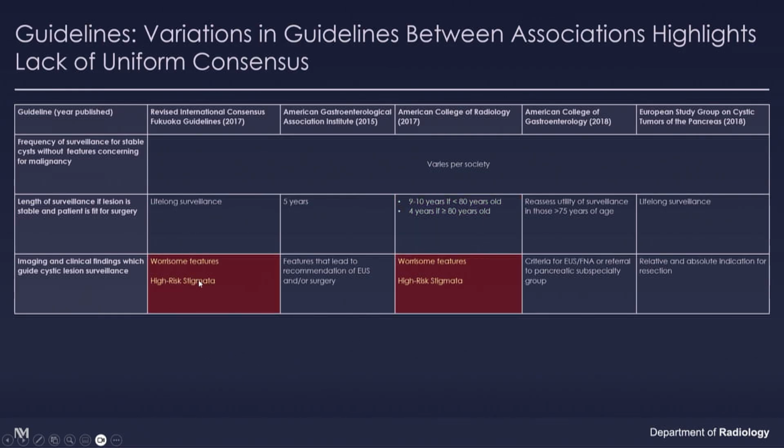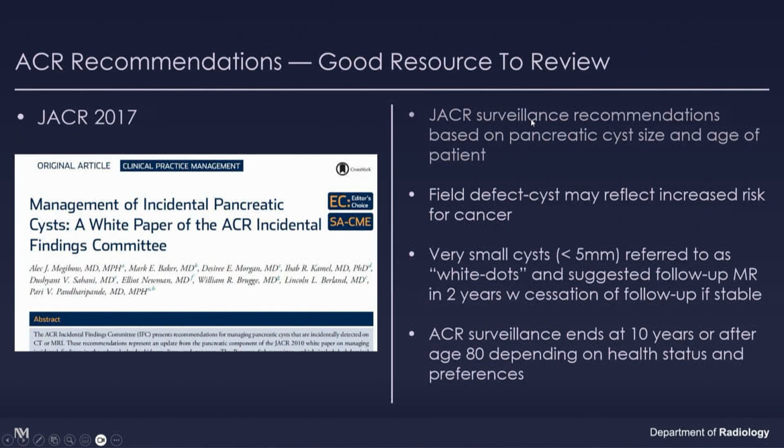And as I mentioned, some look at worrisome features and high-risk stigmata, and others look at when do we do intervention, when do we do EUS or do surgery. So the ACR guidelines, certainly a good resource that we should look at. They talked about the field defect. They talked about these very small cysts. They refer to them as white dots and suggested following them for 2 years, and then you could stop following them. And again, it ended at 10 years or after age 80.